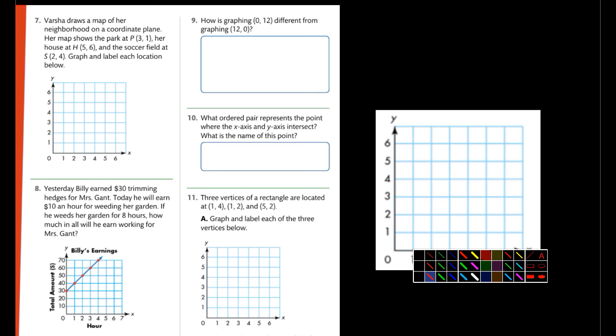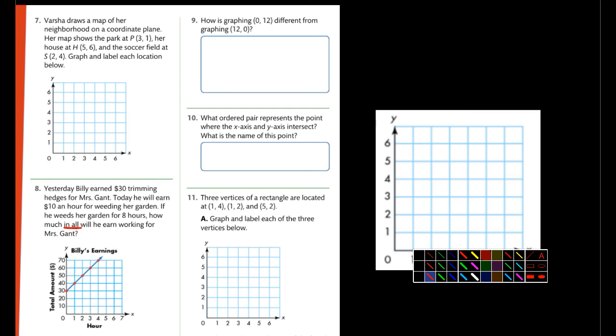Yesterday, Billy earned $30 trimming hedges for Mrs. Grant. Today, he'll earn $10 an hour for weeding her garden. If he weeds her garden for 8 hours, that's a lot of weeding. How much in all will he earn? Okay. So tomorrow when we meet, I will ask you guys the answers to these questions. I'll just randomly pick names, and we'll see who's got them. You should be able to do that.